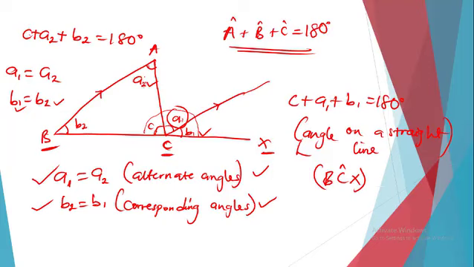So C plus A2 plus B2 is also equal to what? 180. Are we following? So we have that angle at A plus angle at B plus angle at C is equal to 180. So the total angle in a triangle is equal to 180. Just have it at the back of your mind that the total angle in a triangle is always equal to 180. It can never exceed 180.